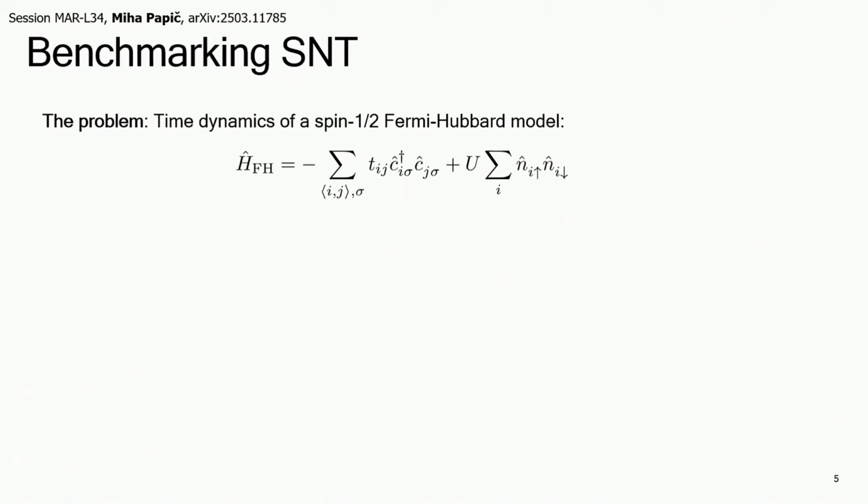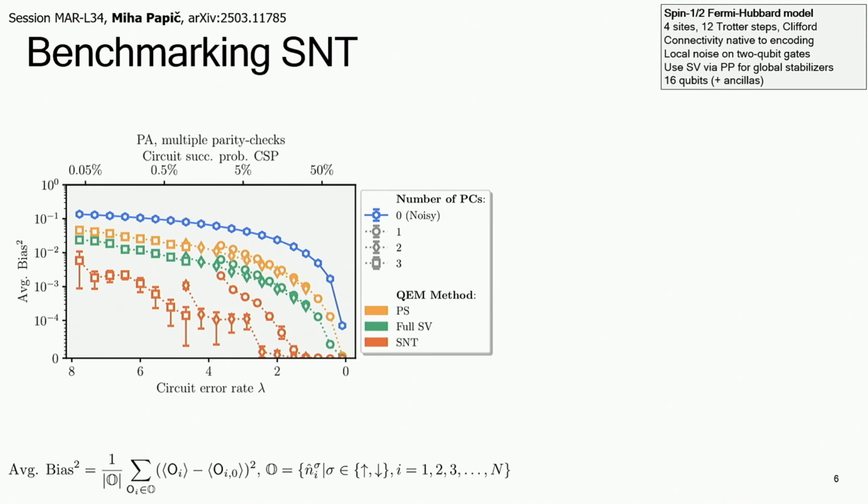Then we decided to benchmark it on some simulations. We're going to look at the Trotterized time evolution of a spin-1/2 Fermi-Hubbard model. And the first one we can look at is the bias of the error mitigation.